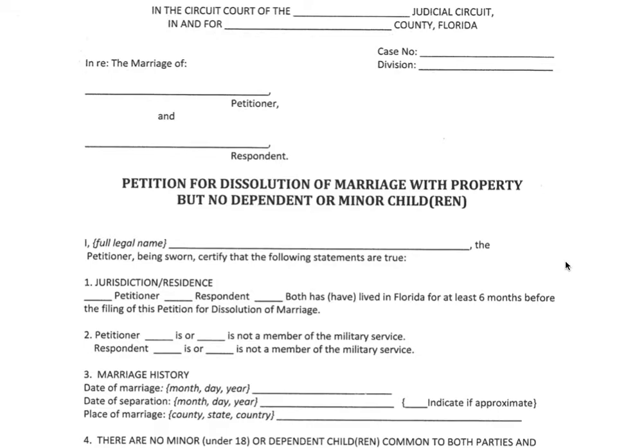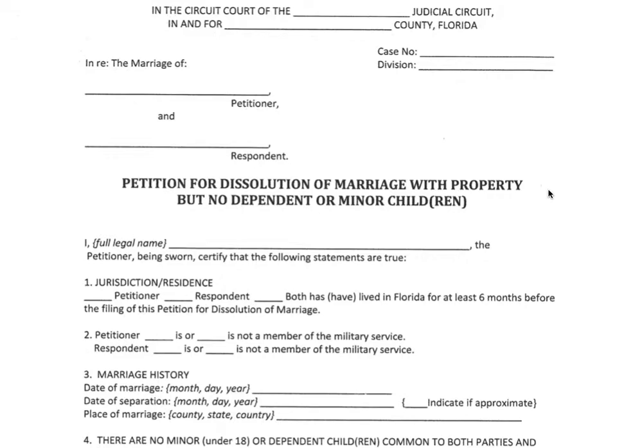The first form is the petition for dissolution of marriage with property but no dependent or minor children. And what that is, with property means assets and liabilities that you need to divide. But no dependent or minor children means there are no children here, so you do not have to discuss the issue of custody and visitation.